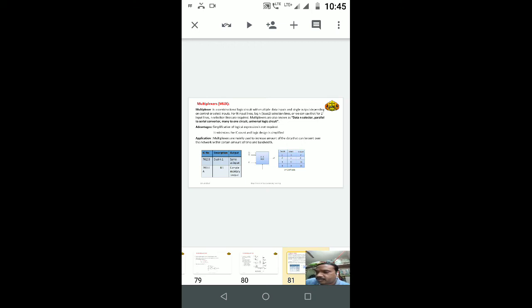So, these are the ICs, this is the description and this is the output. In the next lecture we will see the details of this multiplexer, which IC you are using, what is the block diagram of this multiplexer, and what is the truth table of this multiplexer. These points we will cover in the next lecture.